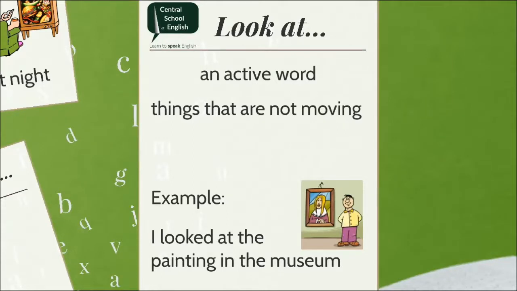The word look at is an active word. When we look at something, we want to do it. We also look at things that are not moving. For example, I can say, I looked at the painting in the museum.